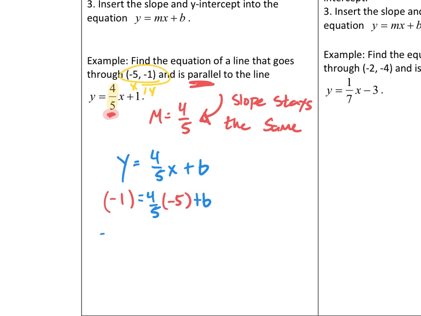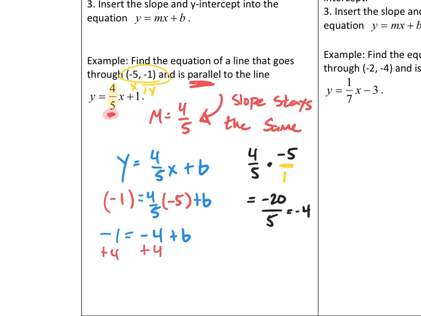Now, I know that this is going to become -1 is equal to... If I take 4/5 and multiply it by -5, I've got to make it -5/1. If I multiply those, 4 times -5 becomes -20. 5 times 1 is 5. You end up getting -4. So that means it turns into -1 equals -4 plus b. To get b by itself, you would add 4 to both sides. And you get 3 is equal to b.